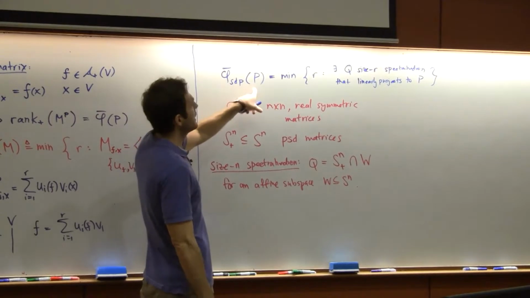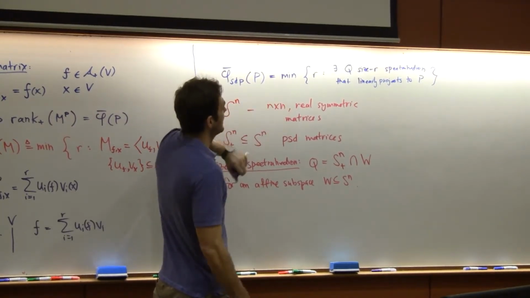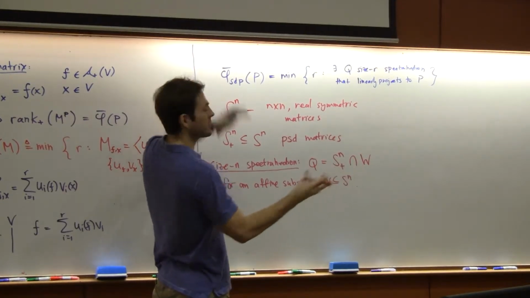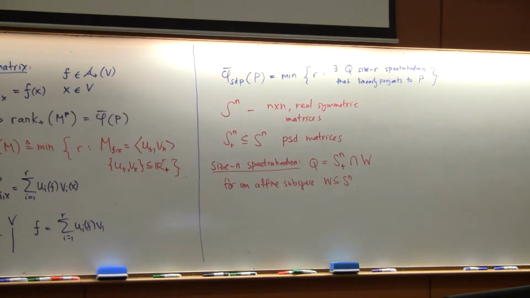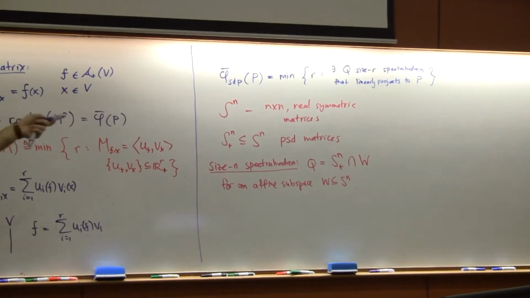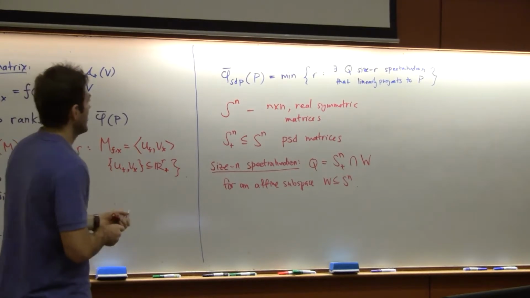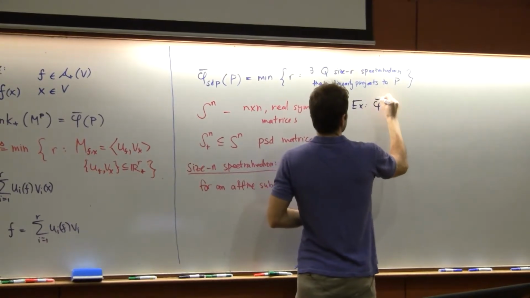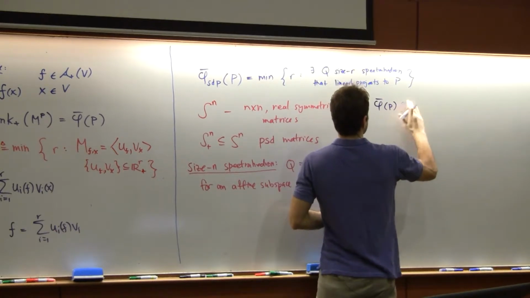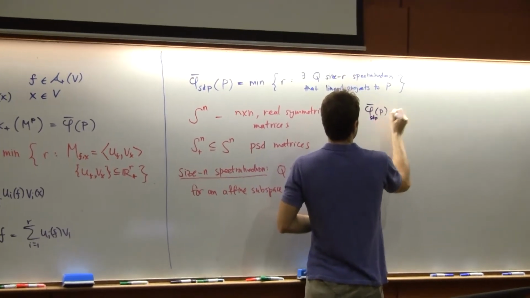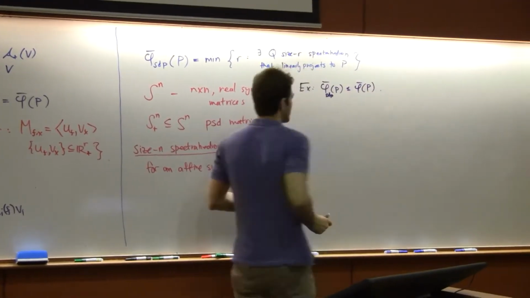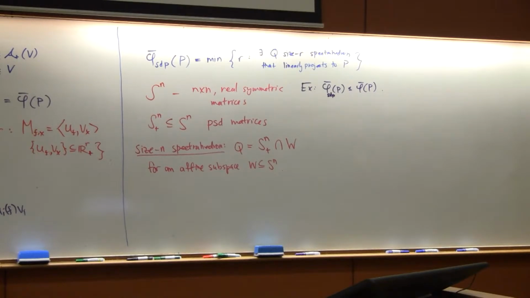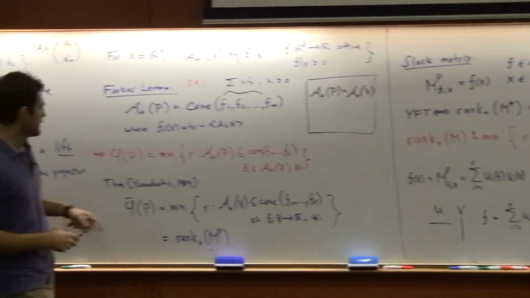And so now the PSD lift size of the polytope is just the minimum R, such that there exists a size R spectrahedron that projects to P. So again, this one is asking for a small linear programming characterization of P. This one is asking for a small semi-definite programming characterization of P. And I guess as an exercise, you can prove to yourself that we really did get some more power from using semi-definite. Okay. And so now the question is what's the analog of the factorization theorem in the setting of semi-definite programs?